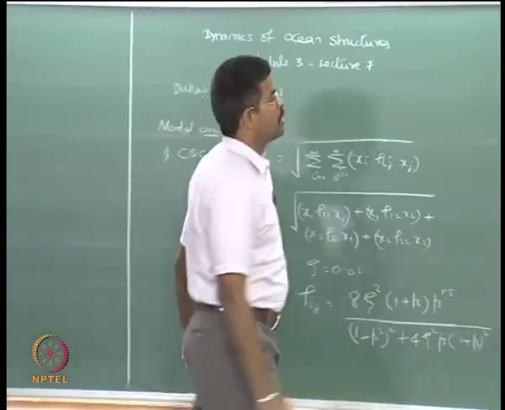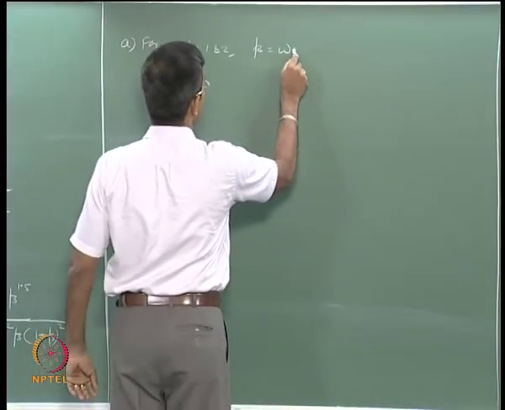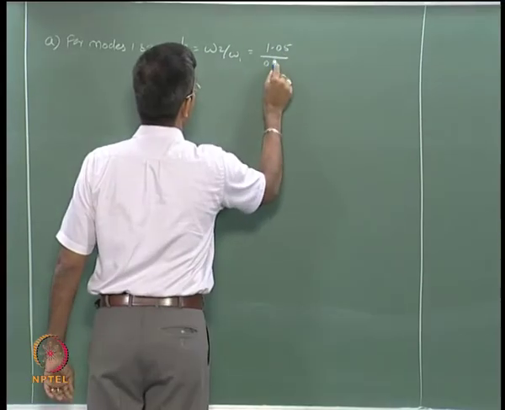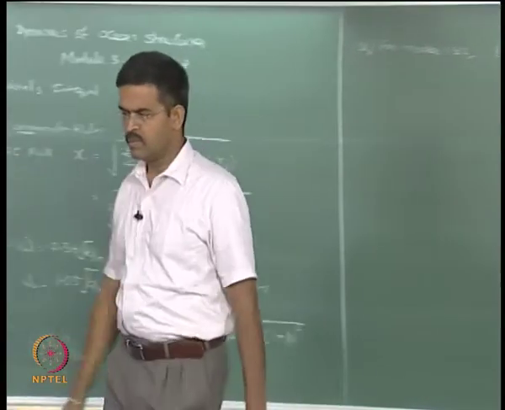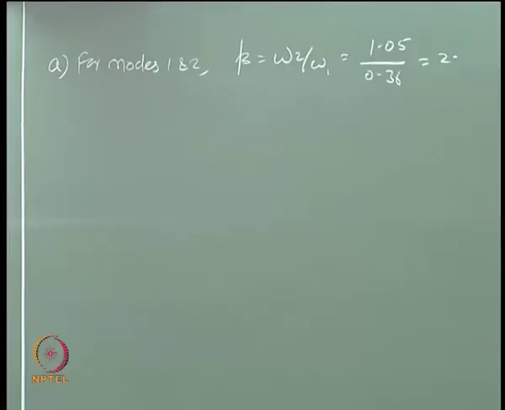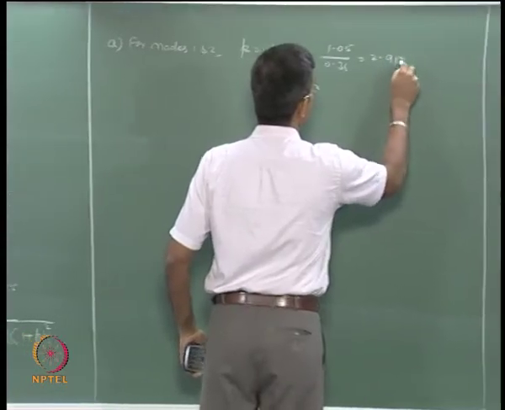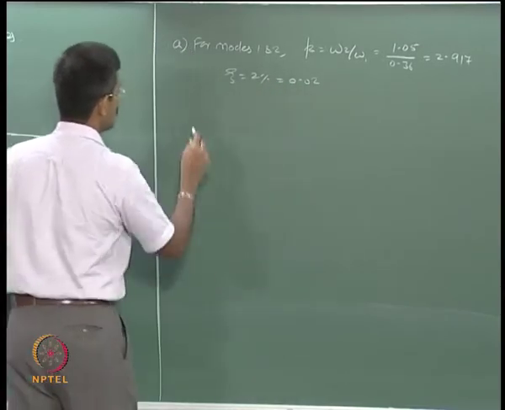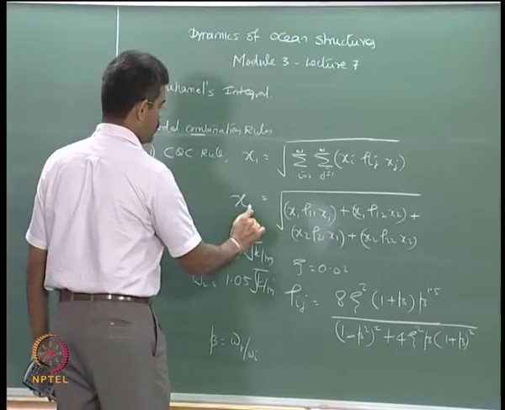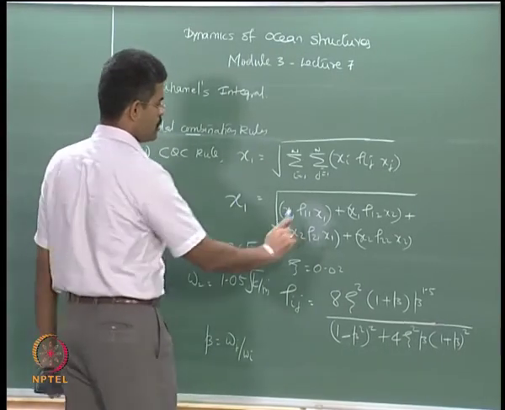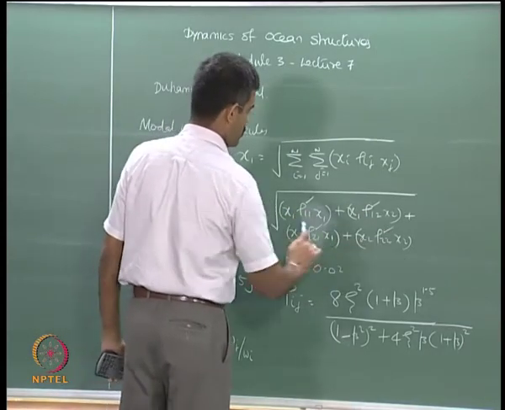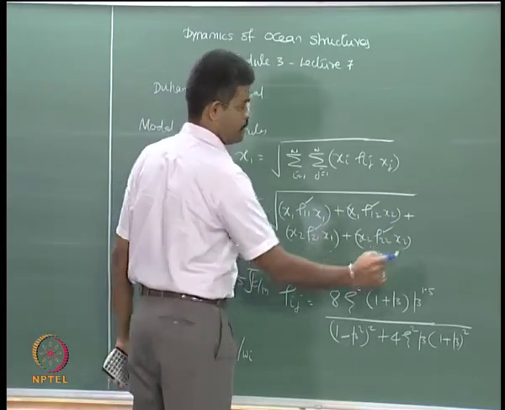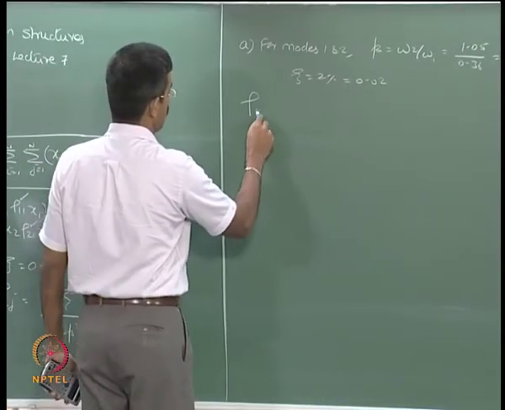So let us compute beta very quickly. Beta in my case is going to be omega 2 by omega 1, which is 1.05 by 0.36, which becomes 2.917. And zeta we already know is 2%, which is 0.02. So in the given equation for computing x1 max, what I want to know are the cross modal coefficients rho 1 1, 1 2, 2 1 and 2 2, because I assume I already know these responses independently. So let us compute rho 1 2.